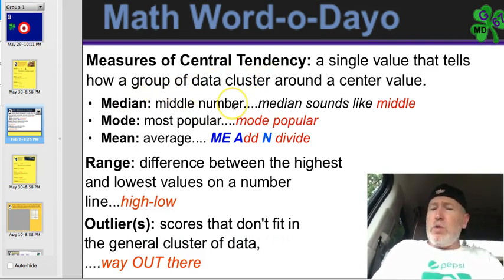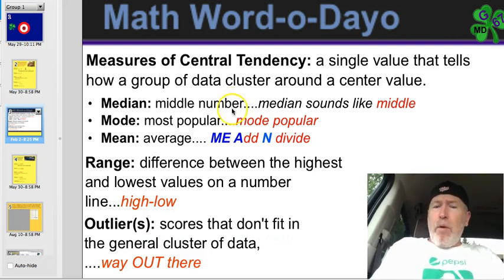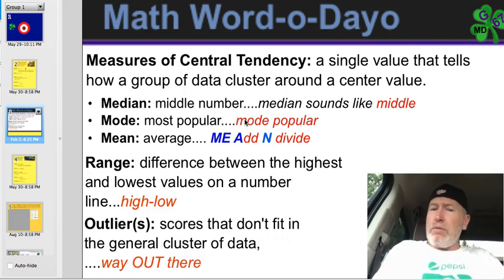The median tells us what that middle number is. The mode talks about the most popular. Again, these are all single values, right? Not a group of 12 numbers like we started off with. And then the mean, that's the average. And I put in there how I think of that Yoda thing: me, add, divide. Strong with the Jedi.